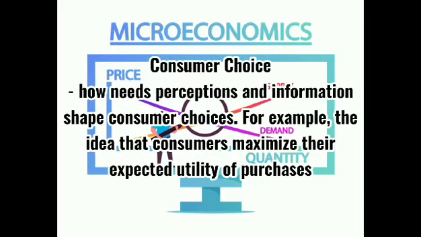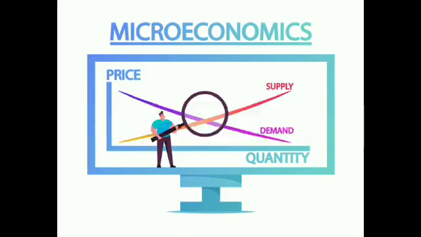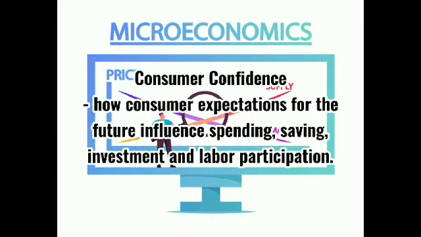Consumer choice. How needs, perceptions, and information shape consumer choices. For example, the idea that consumers maximize their expected utility of purchases, meaning that they buy the things they expect to be most useful to them. Consumer confidence. How consumer expectations for the future influence spending, saving, investment, and labor participation.